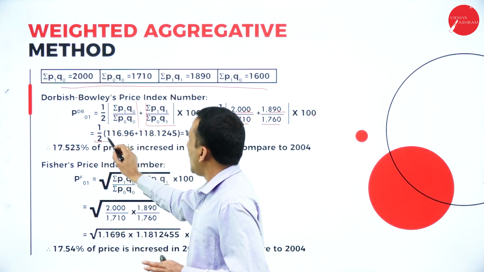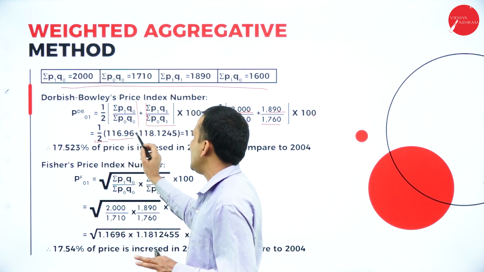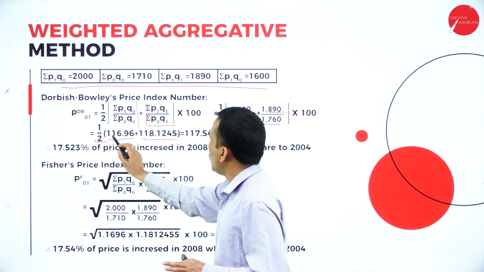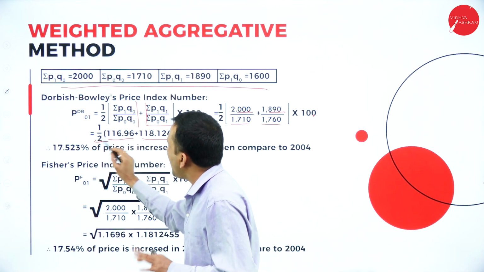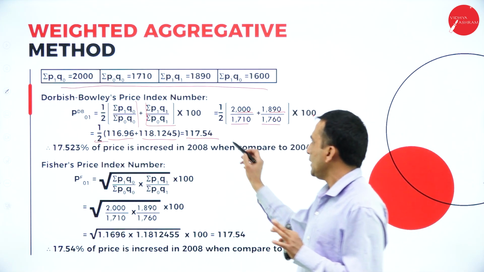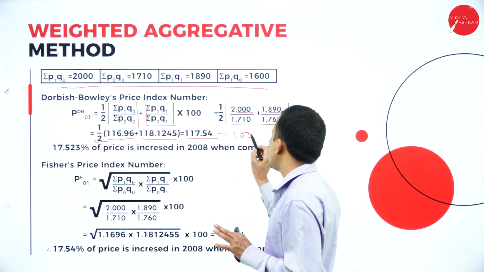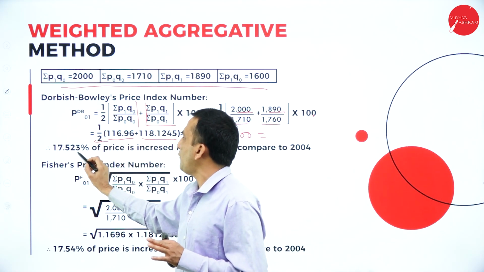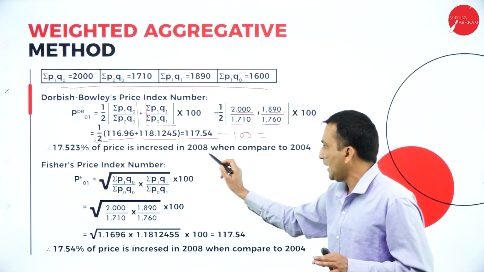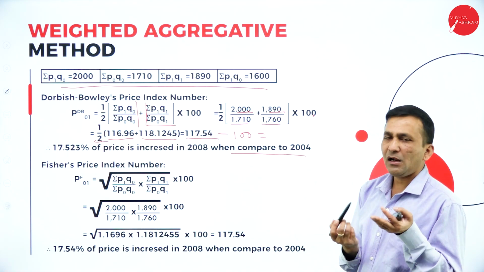If you divide, you get 116.96, plus if you divide this one, you get 180. If you take them together and then divide by 2, you get 117.54, minus 100 for the base year. So the difference is 17.523%, a price increase in the current year compared to last year or the base year.